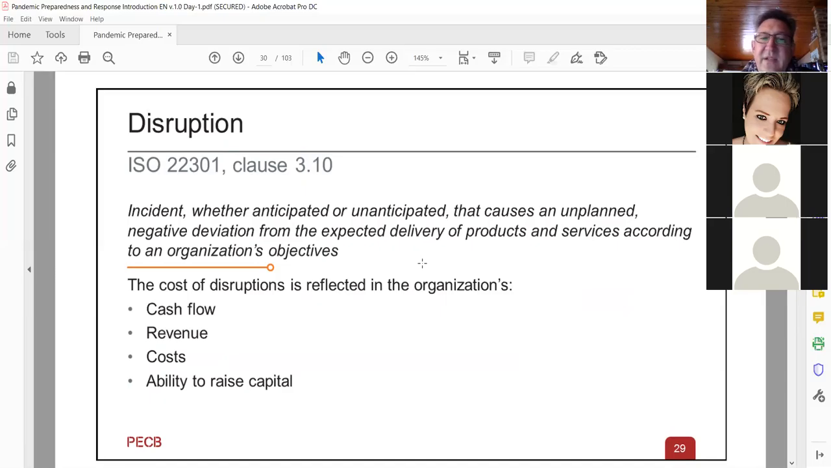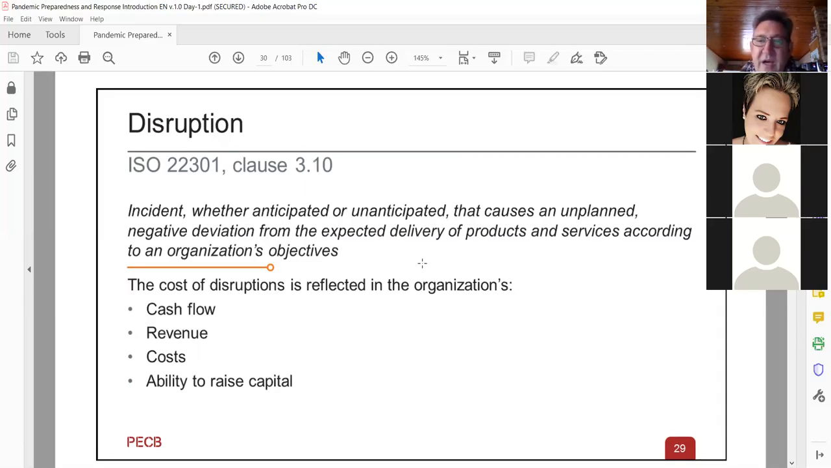It provides there an incident, whether anticipated or unanticipated, that causes an unplanned negative deviation from the expected delivery of products and services according to an organization's objectives. Very important. I just want to repeat that again. It's an incident, whether anticipated or unanticipated, that causes an unplanned negative deviation from the expected delivery of products and services according to our organization's objectives. Very important.